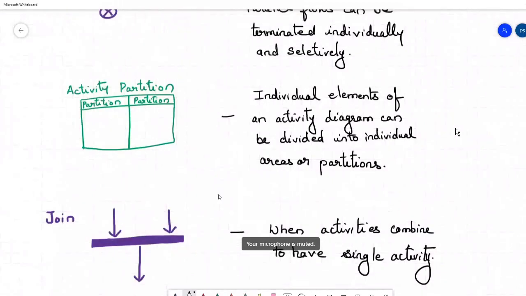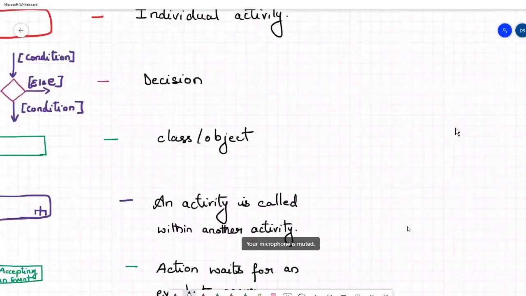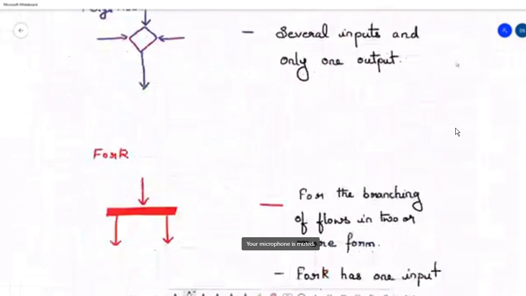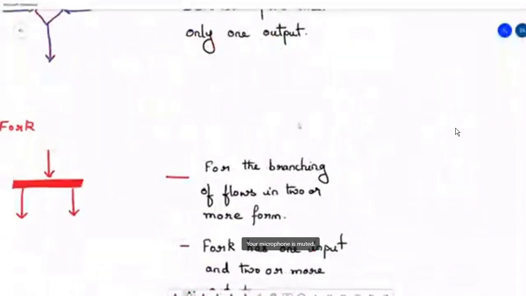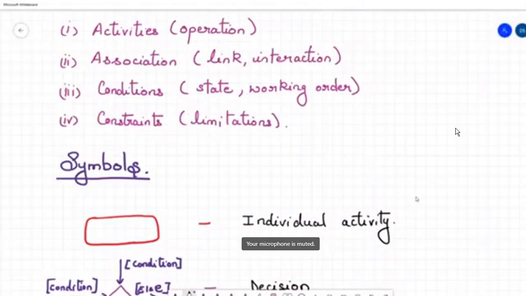Okay, so these are the few symbols which help us draw an activity diagram correctly. Now in the next class, we'll draw a few activity diagrams and we'll see how we can successfully draw them.